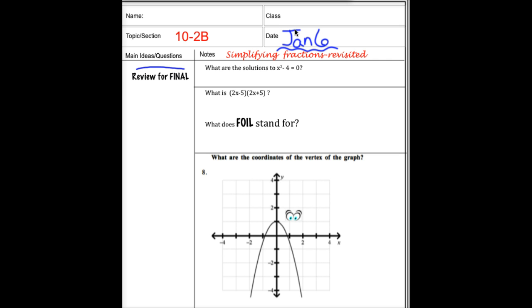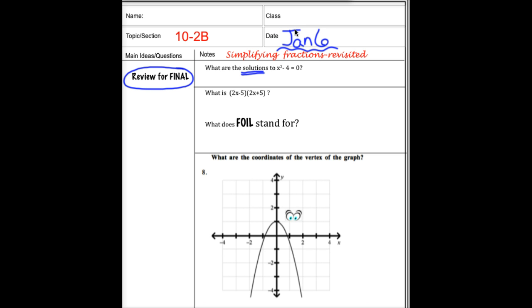Again, just like yesterday, do a little review for the final first. So going back a couple chapters, finding the solutions to a quadratic equation. And remember, this is when it's equal to 0. We're trying to figure out what values for x make it equal to 0. On this one, there's two ways you can do it, and I'll do it both ways for you.